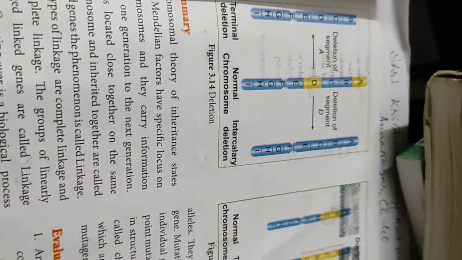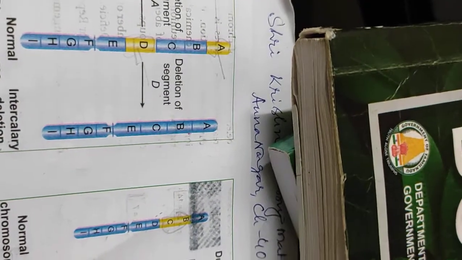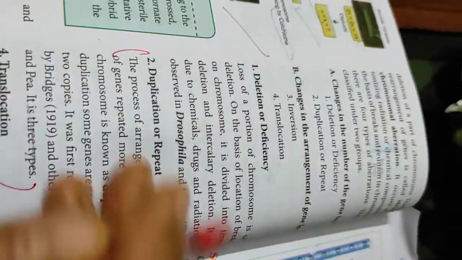That is reverse duplication. Come to the page number here, reverse duplication. Normal, tandem, reverse tandem. Now you have to explain that one. Page number 64. The process you have to explain.